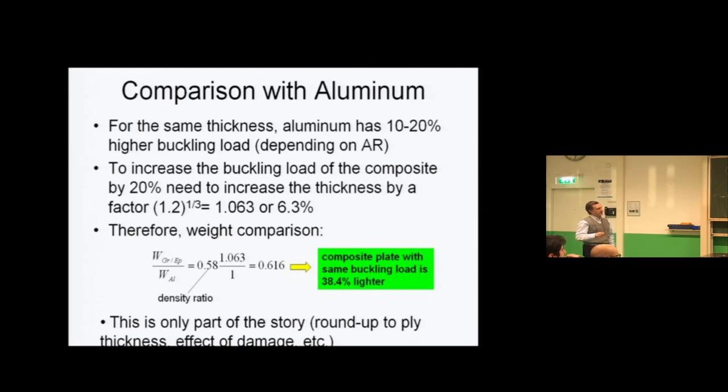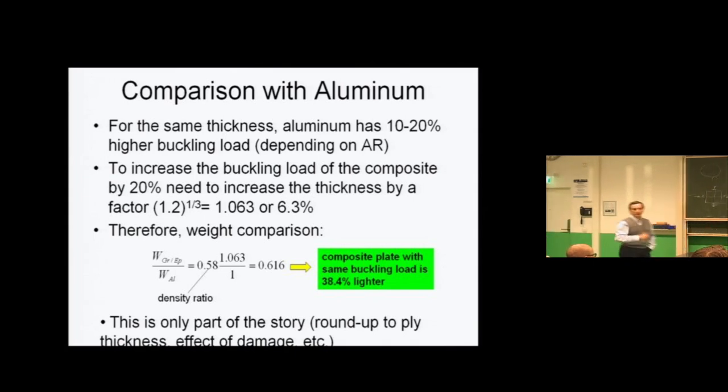I say I need to increase the thickness of my composite by a factor 1.2 to the 1/3. And that is 1.063, or I need to increase it by 6.3%. So we'll stop here, but first you'll have to tell me why. How I came up with this. I say I want the composite, which had 20% lower buckling load, to have a thickness that is given by this quantity, 1.2 to the 1/3. So you expert engineers, how did I get it?